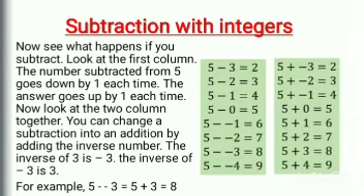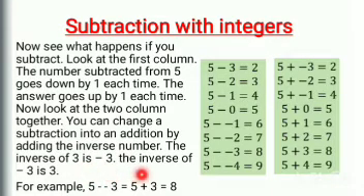You can see you can change a subtraction into an addition by adding the inverse number. Now the inverse of 3 is minus 3, then the inverse of minus 3 is 3. If the inverse of 3 is minus 3, what is the inverse of 2? The inverse of 2, of course, will be minus 2, and the inverse of minus 2 will be plus 2. Is that clear?